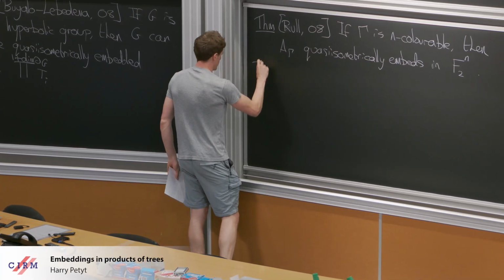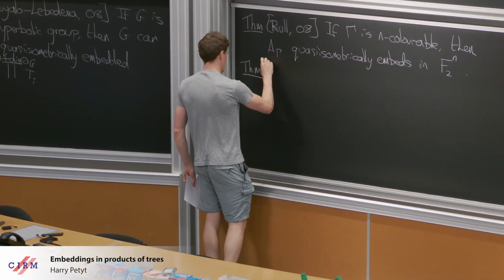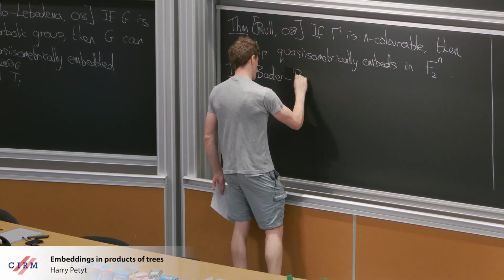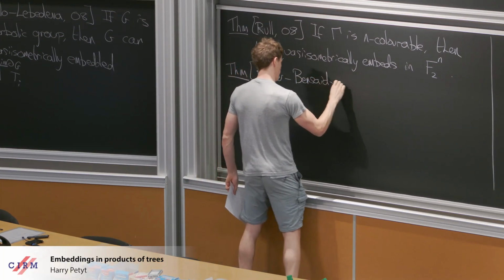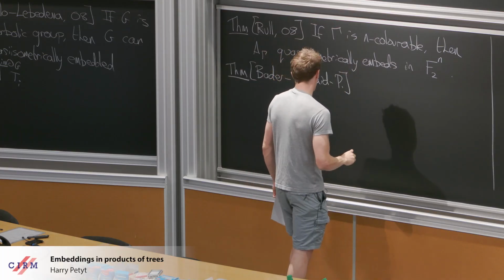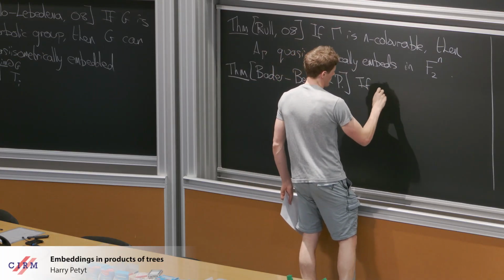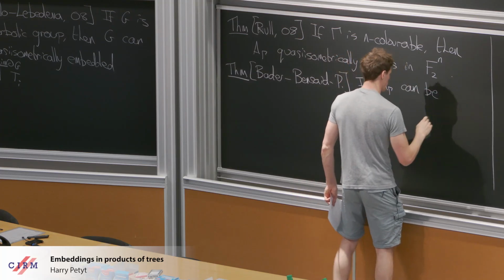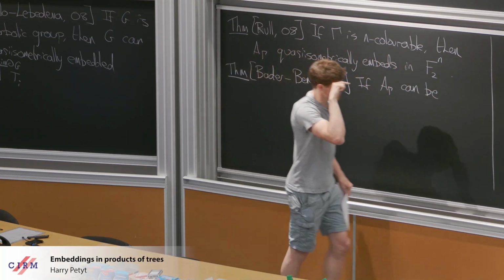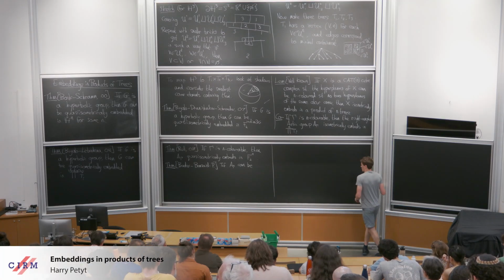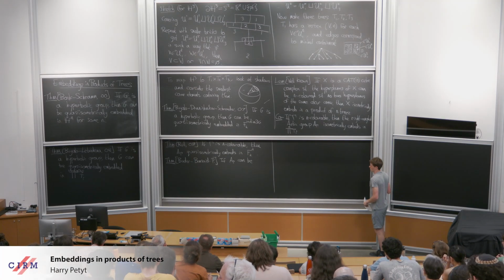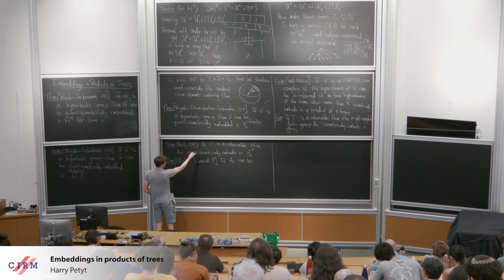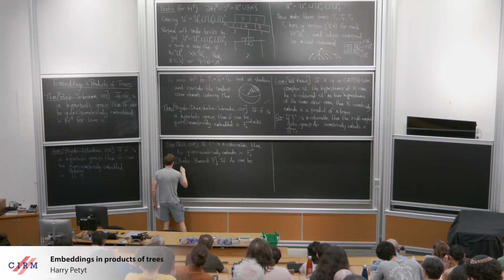So that brings me to the following statement, with Shaked Bader and Oussama Bensaid. We showed that if a right-angled Artin group A gamma can be quasi-isometrically embedded in a product of two trees, then gamma had to actually be two-colorable. So it's going in the other direction to this.